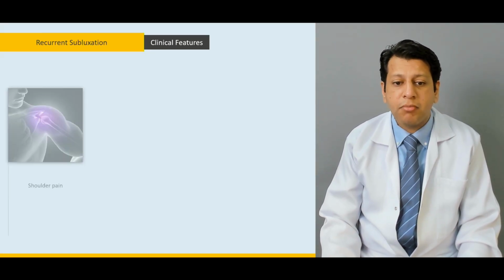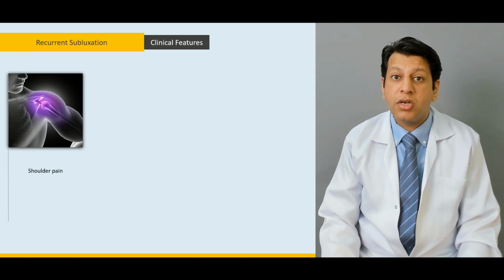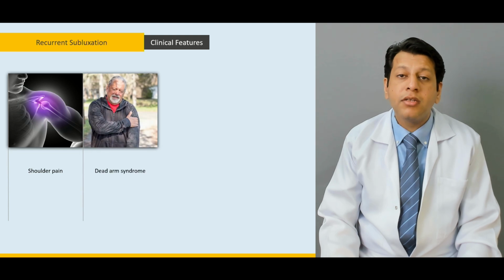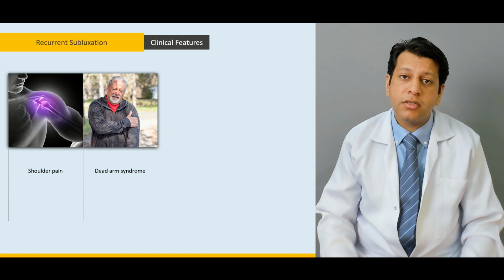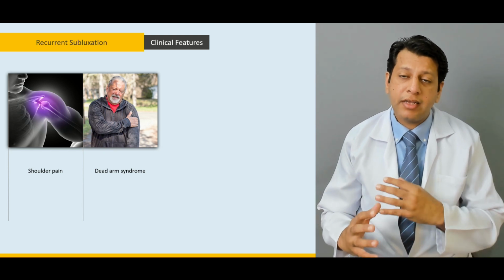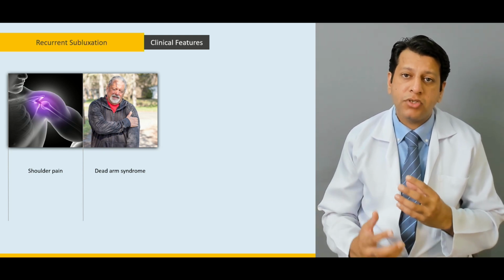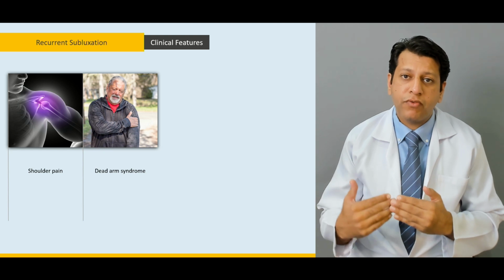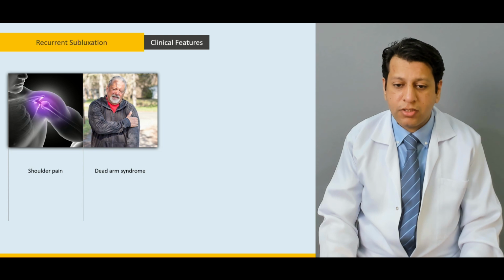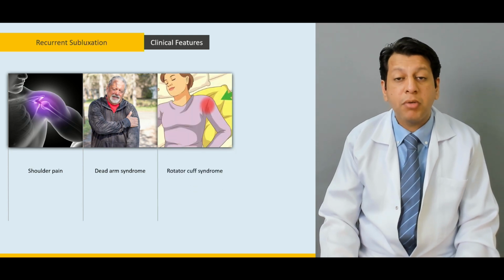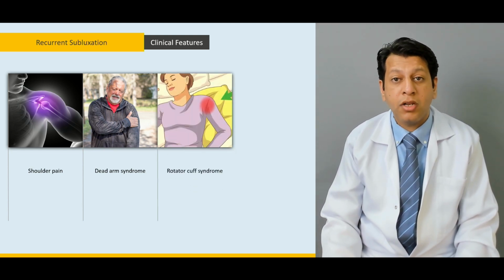Now recurrent subluxation may be associated with shoulder pain. Most commonly it is anterior shoulder pain. There may be an associated dead arm syndrome, when the patient may feel as if the arm is just hanging down because of increased apprehension that it's just going to come out and fall out. This may be associated with rotator cuff tears as well, or rotator cuff syndrome may be present.